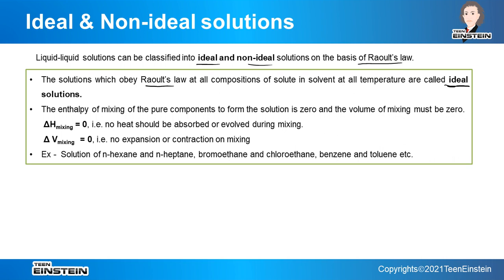Now, the enthalpy of mixing of pure components to form the solution, that is ΔH mixing, when we are adding A to B or B to A, it must always be 0. Another condition is that the volume of mixing must be 0. So ΔH mixing 0 means what? It means no heat evolution should take place, and no heat absorption should take place. It is simply 0, because if it is heat absorption, it is a positive value. If it is evolution, it is a negative value, negative enthalpy. But it should be 0. That is the condition for an ideal solution.